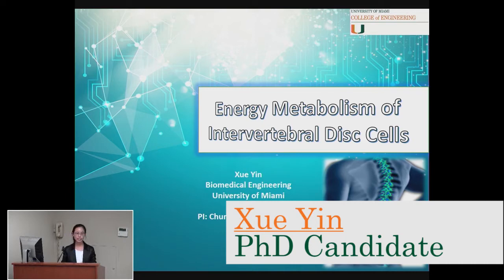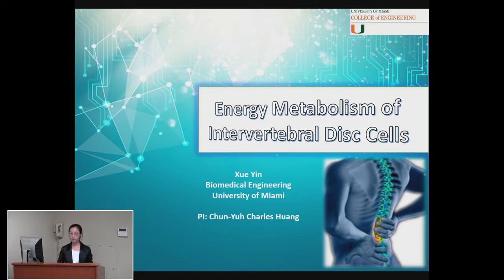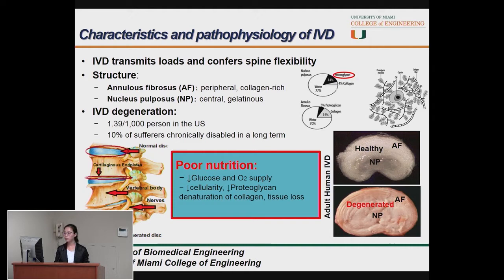My talk today is about the energy metabolism of intervertebral disc cells. The intervertebral disc sits in between the vertebral bodies of the spine, and it transmits loads and provides spine flexibility. It can be visually divided into two regions, the central nucleus pulposus region, which is gel-like, and the surrounding annulus fibrosus tissues. The two regions differ in their cell phenotypes and extracellular matrix components, which are mainly proteoglycan and collagen.